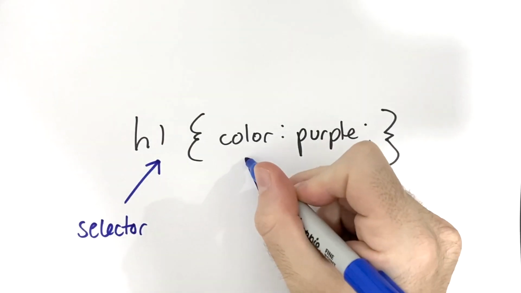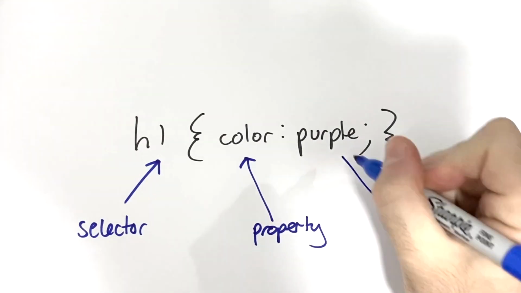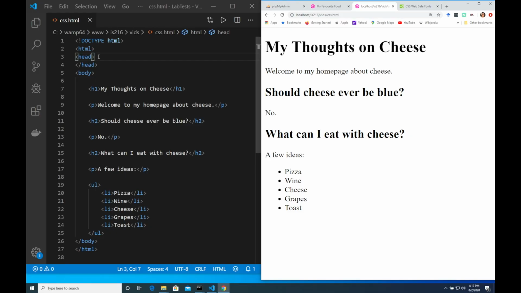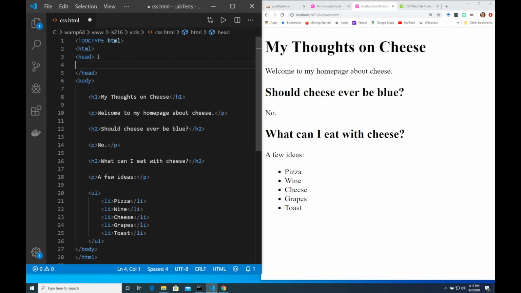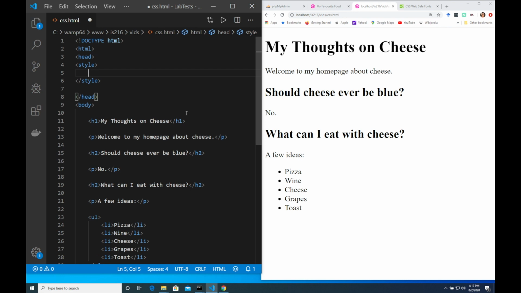Color here is a property. It's what we want to style. And finally, purple is, of course, a value. I'm going to apply this CSS rule by adding it into an internal style sheet for the document. This is done simply by adding a style element within the head element and typing up the CSS rule within that. So our h1 element is a beautiful purple now.